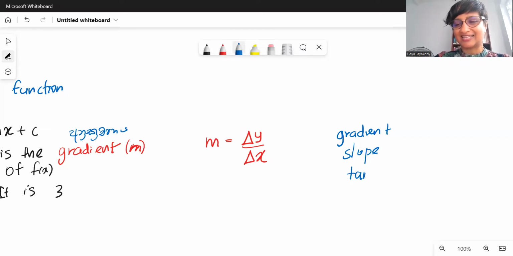Tan theta. What is theta here? I don't know how to write it in English now. The angle that the line makes with the x-axis. Very good, the positive x-axis, and that works because we are now in a linear function. Right? We are talking about our function being a straight line. So then tan theta.